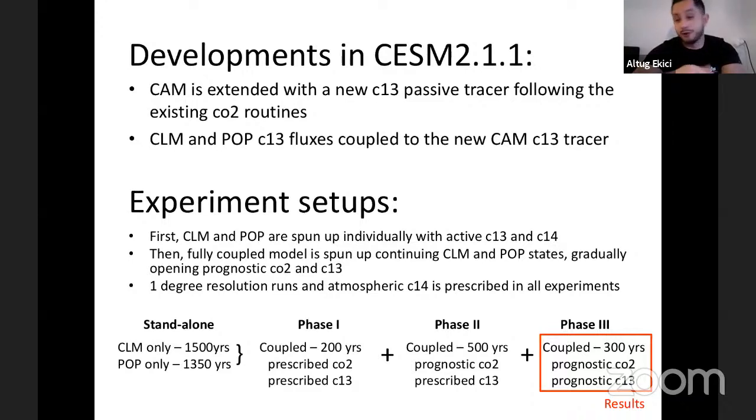Now I'm going to show some results from our control simulation. This is going to be from the phase 3 stage, the last 300 years, so we are going to see years 700 to 1000 all the time. This is the phase 3 part.